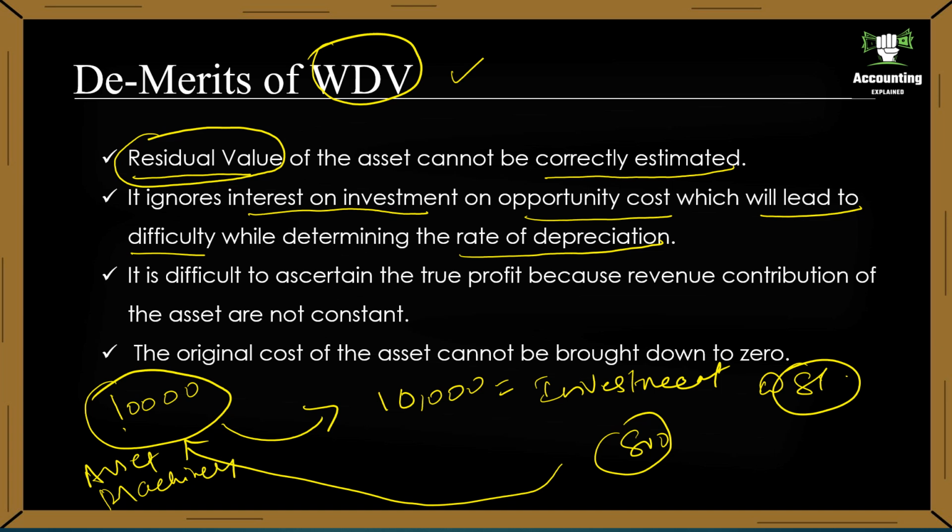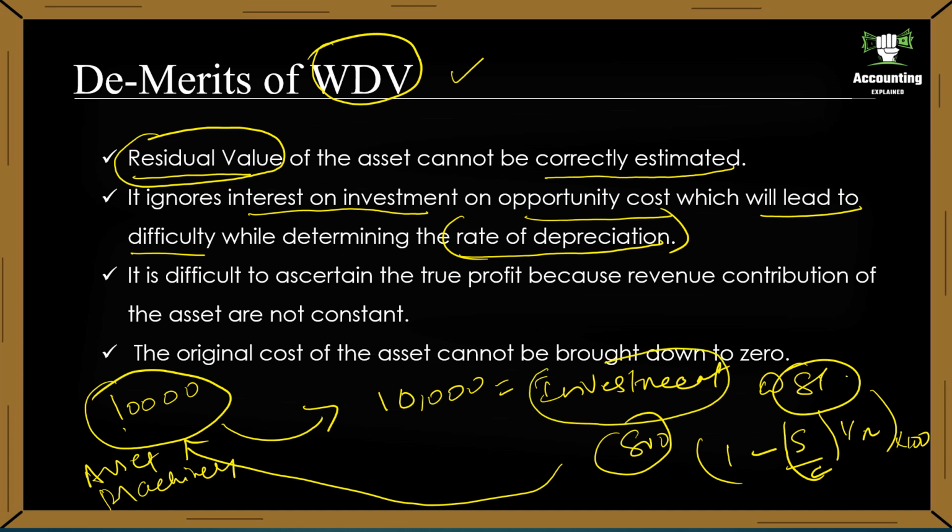This opportunity cost the rate of depreciation does not take into account. We saw the formula for the rate of depreciation. What was it? 1 minus (S by C), scrap value divided by the cost of the machine, to the power 1 by n, into 100. There is no opportunity cost here, right? So it totally ignores the opportunity cost, the interest on investment which we are going to get by investing that amount somewhere else instead of investing in the machinery.